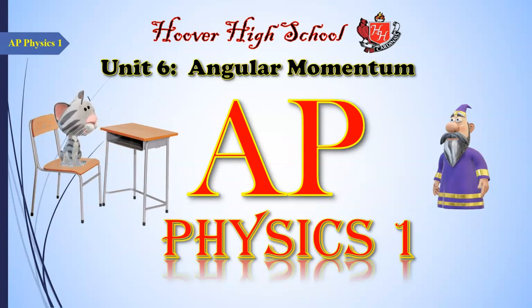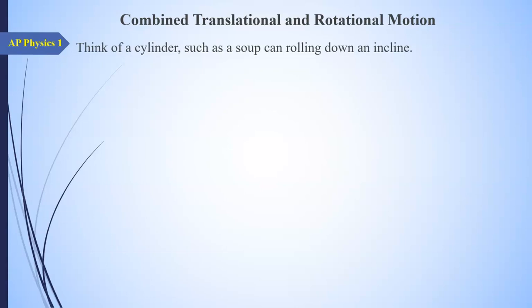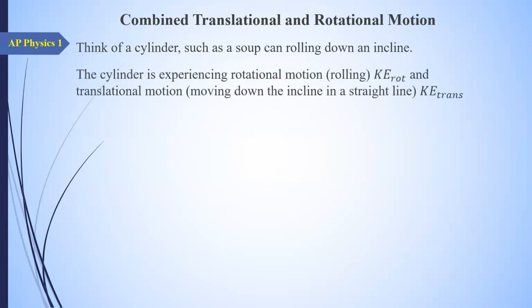AP Physics, we're on to our last lesson in the subject of circular and rotational motion, and this deals with the subject of angular momentum. So think of a cylinder such as a soup can rolling down an incline. The cylinder is experiencing rotational rolling kinetic energy and translational motion moving down the incline in a straight line, so it has both types of kinetic energy.